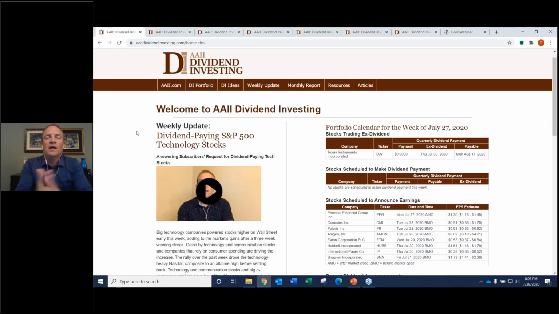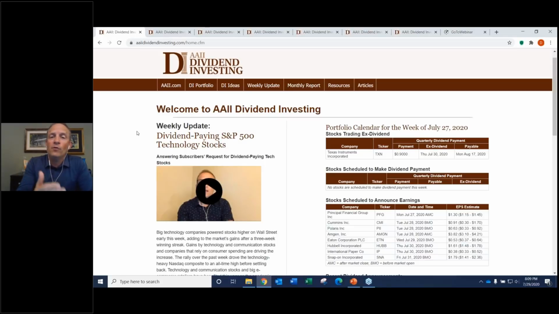Okay, so as a subscriber to AAII's Dividend Investing, there is a member exclusive website. It's www.AAIIdividendinvesting.com. And when you enter that in, this will be the home page. You can see we highlight the most recent weekly update. And you can see to the right, that's the portfolio calendar for the week ahead.